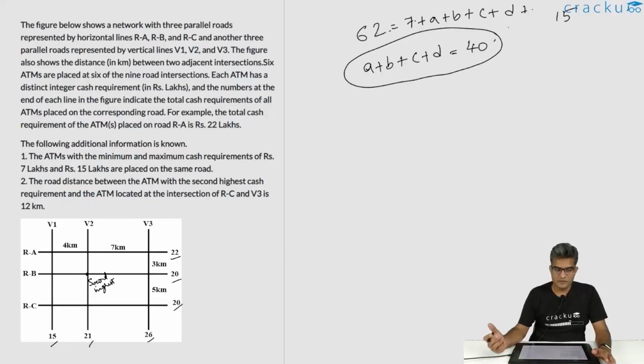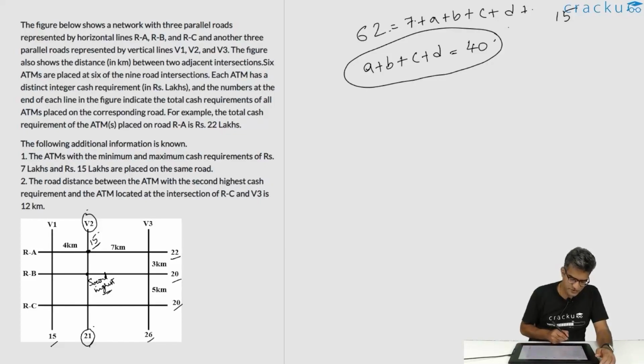What is the other thing that we know? We know that 7 and 15 are in the row RA. So we'll try to figure out the value of the amount at the intersection of RA and V2, because we have some information about V2. We know that V2 contains the second highest amount. So if you assume that this amount is 15, then we will clearly get a contradiction. Because if this amount is 15, the total of V2 is 21, so the second highest has to be 6, which is clearly not possible. So this is not 15.